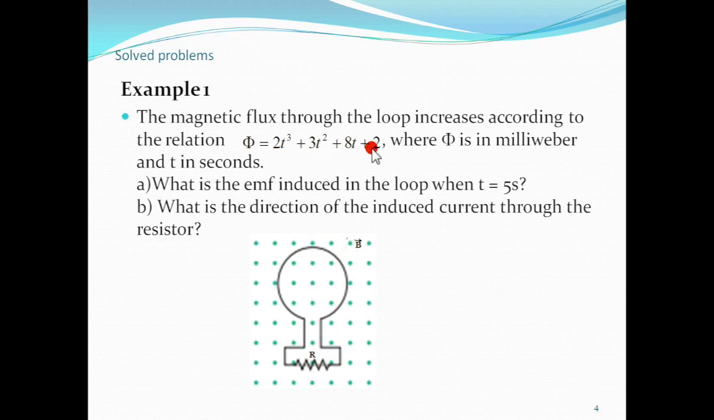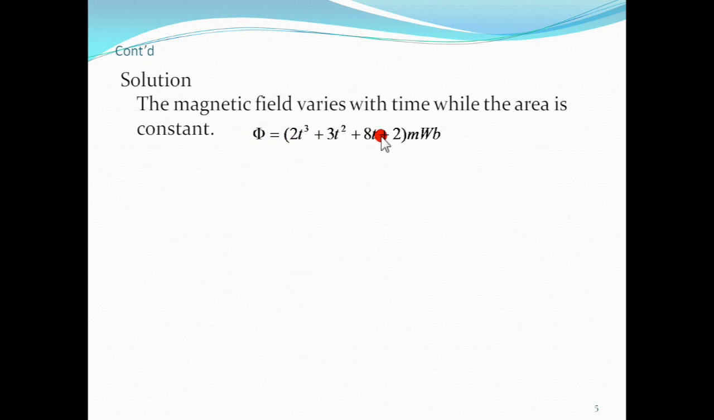When the magnetic field varies like this with respect to time, we use the expression E is equal to n delta phi over delta t. But this delta phi can be written in derivative form as the first derivative of the magnetic flux with respect to time.